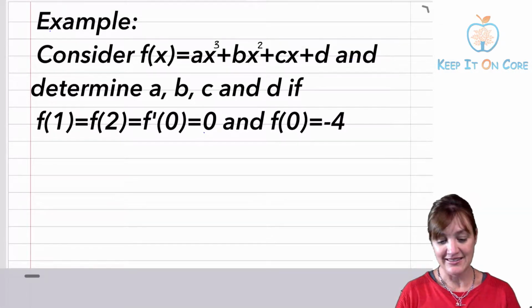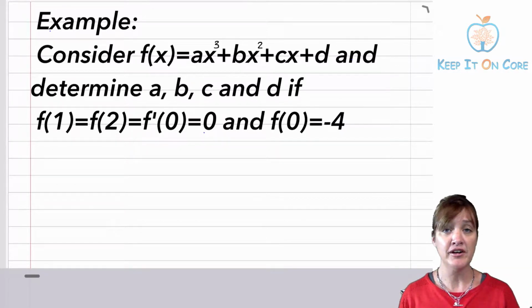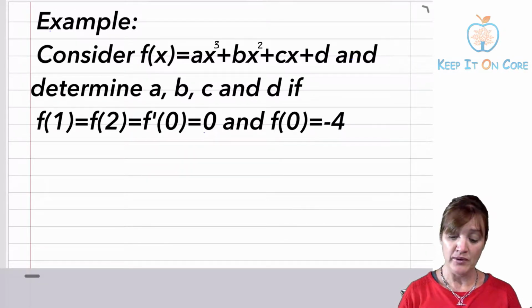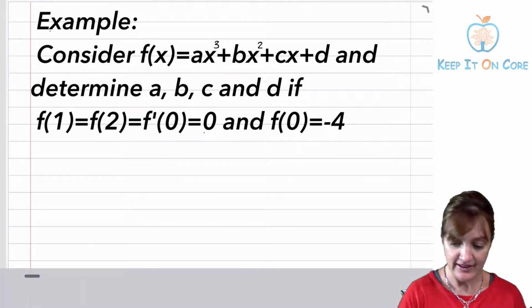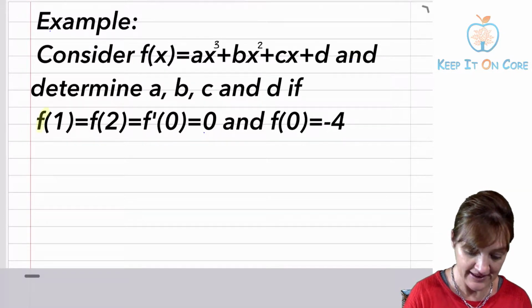Let's consider this next example. I've got f of x, which is ax cubed plus bx squared plus cx plus d. All four variables are unknown, and we have to find the value of each of those variables given that. Now let's just start making sure we understand exactly what we've got.